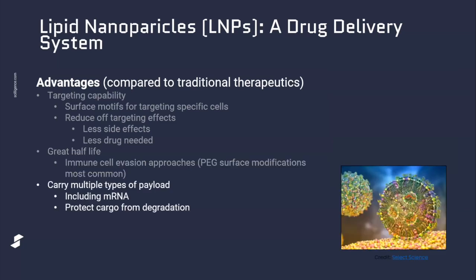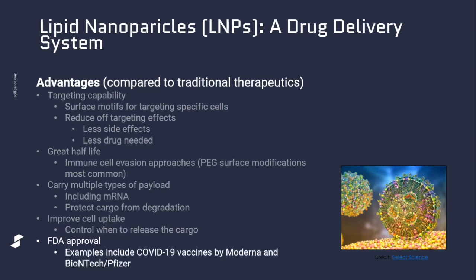They're able to carry multiple types of payload, and this does include mRNA, which often undergoes degradation in the body, but the nanoparticles can protect this cargo from degradation, allowing for a therapeutic that is usually very hard to use. They have improved cell uptake, and with that, you can control when the drug is released. So you can allow the nanoparticle to be uptaken by the cell and then release the cargo once it's in the cell. And finally, there is FDA approval.